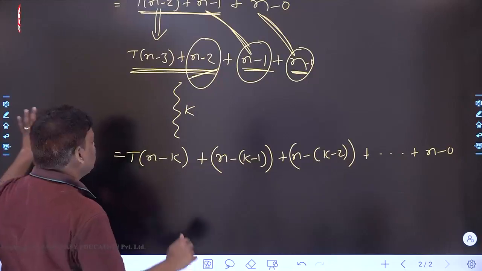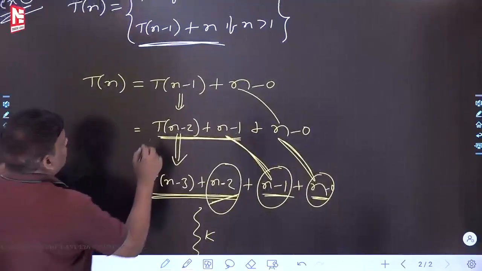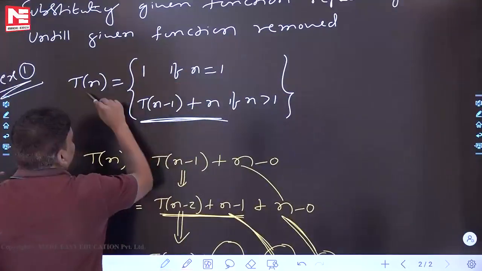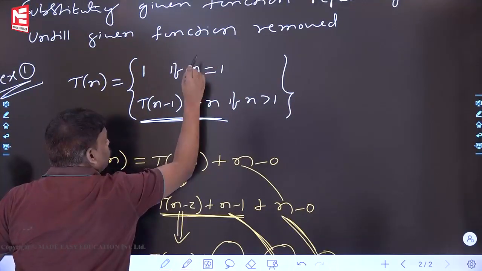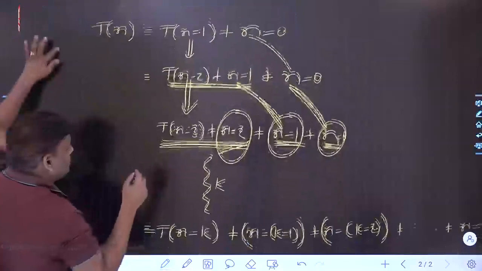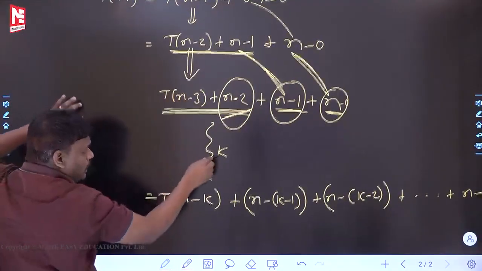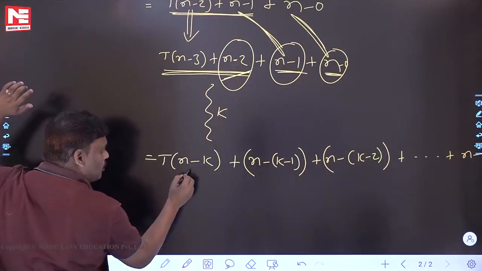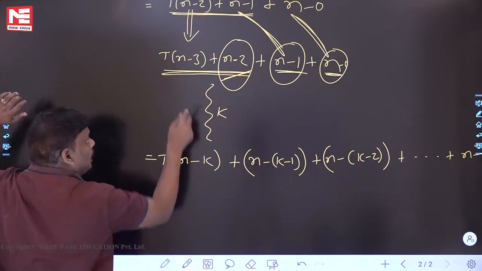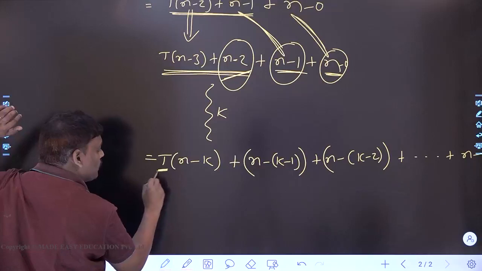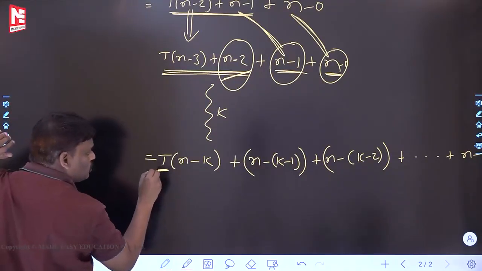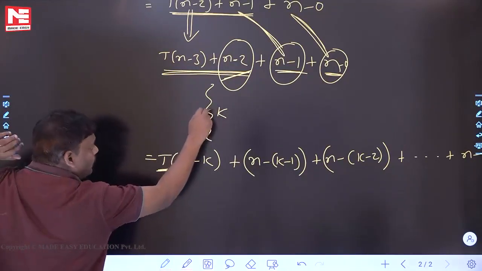What is the k value? Let me check this one. Right? Can you help me? What is the recurrence relation? T of n is equal to 1 if n is equal to 1. If n is equal to 1, then answer is 1. Let me check. I substituted k times. If I do k times, I got this one. Right? But one thing, I have to continue until this function is removed. If you want to remove this function, you continue to k times, it's okay.